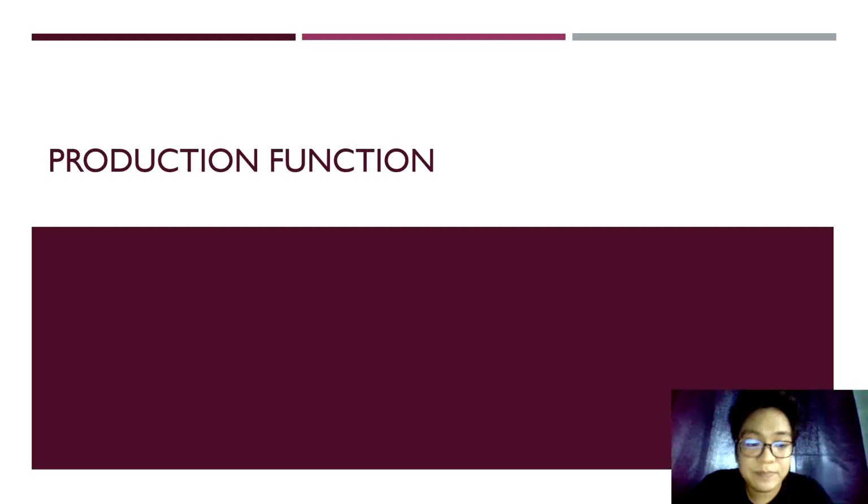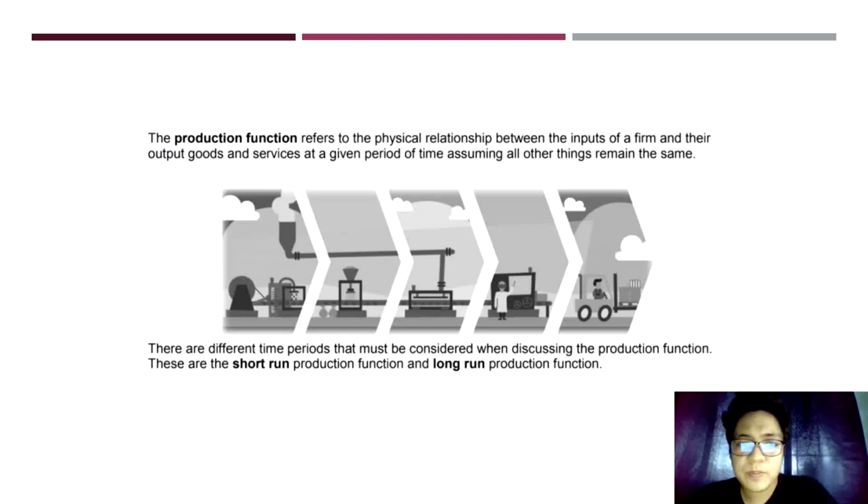So let's begin. When we talk about production function, it refers to the physical relationship between the inputs of a firm and their output goods and services at a given period of time, assuming all other things remain the same. Napakahaba ng ating naging definition for production function. Sir, paano natin mas madaling maiintindihan kung ano yung ibig sabihin ng production function?